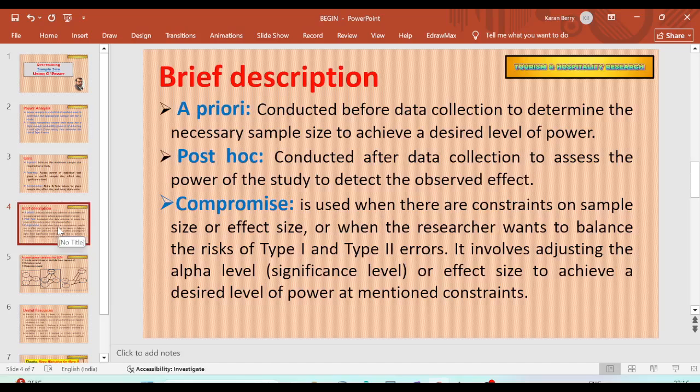So a priori is conducted before data collection to determine the necessary sample size to achieve a desired level of power. Post hoc is conducted after data collection to assess the power of the study to detect the observed effect.